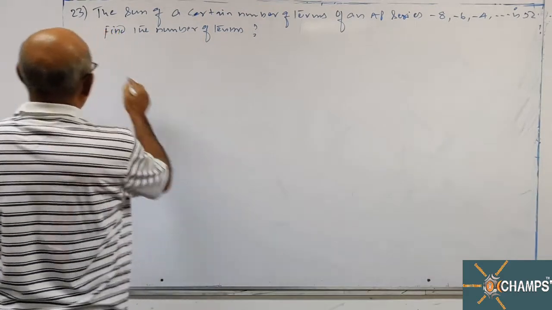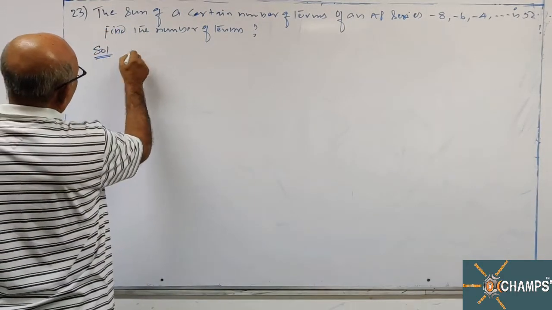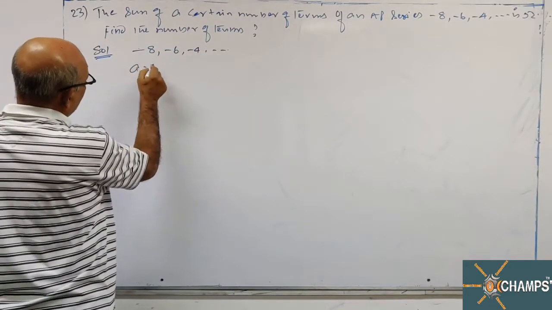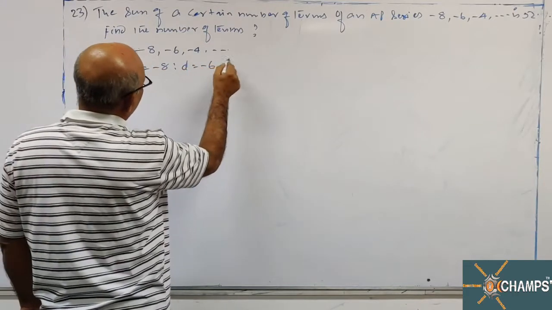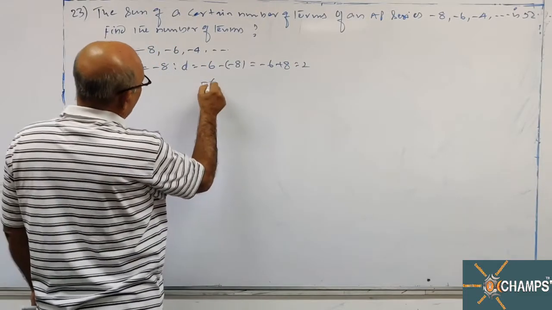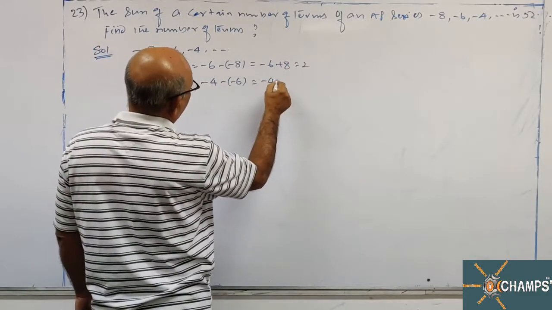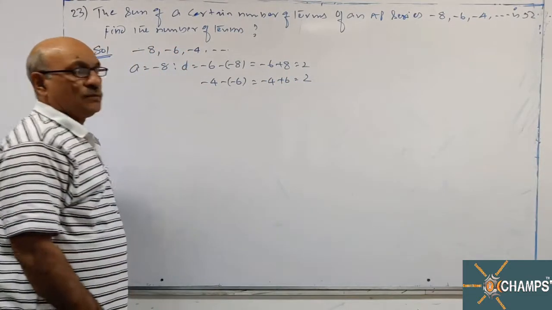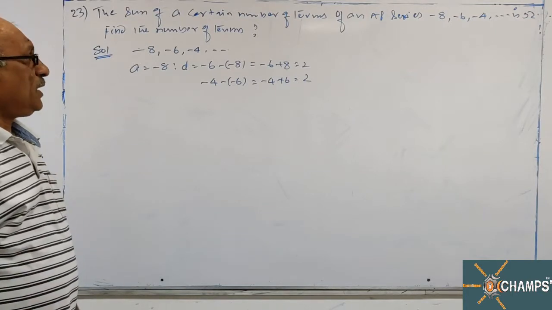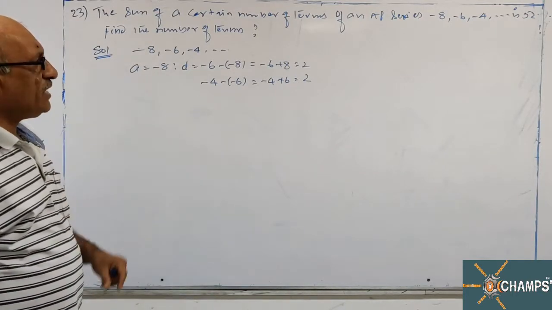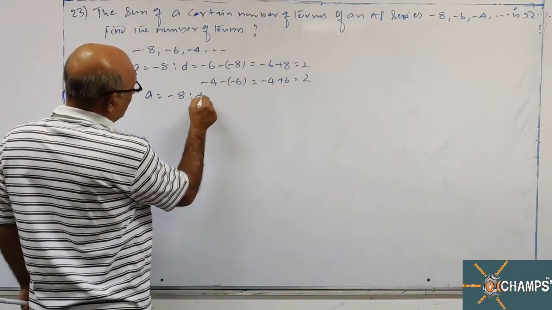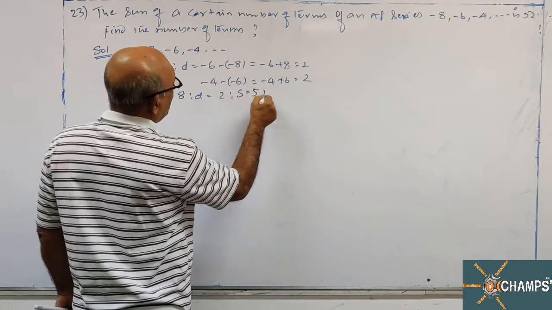Now, see the solution. The sequence is minus 8, minus 6, minus 4, etc. A is equal to minus 8. Common difference is minus 6 minus of minus 8, which is 2. Minus 4 minus of minus 6, minus 4 plus 6 is 2. Common difference is 2. A is minus 8, D is 2, S is 52, N is the quotient.